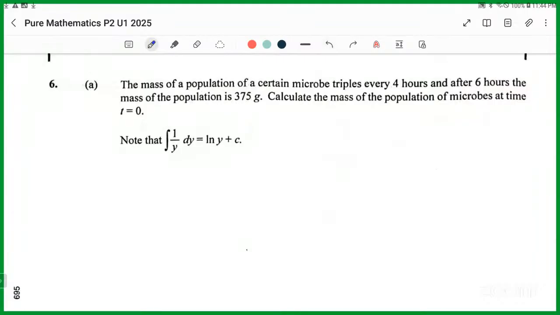Calculate the mass of the population of microbes at t equals 0. That's at the start. Let's note that the integral of 1 over y dy is given by ln y plus c. So we're going to integrate some reciprocal function like that.